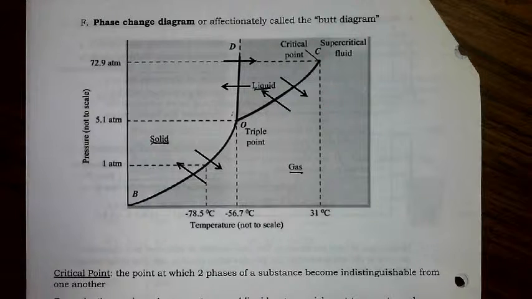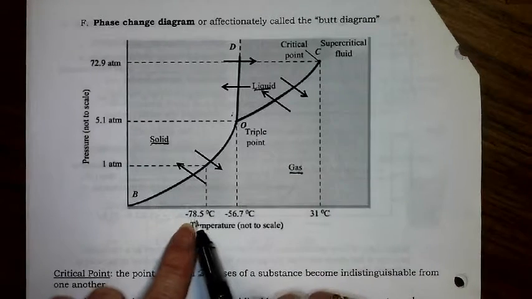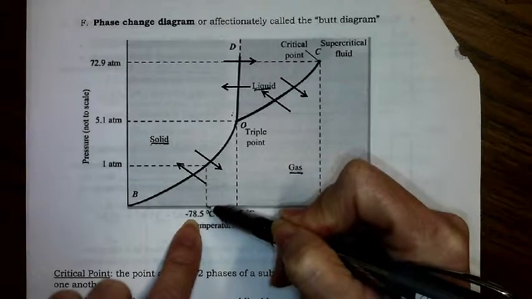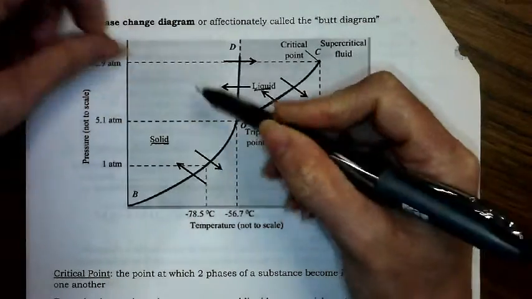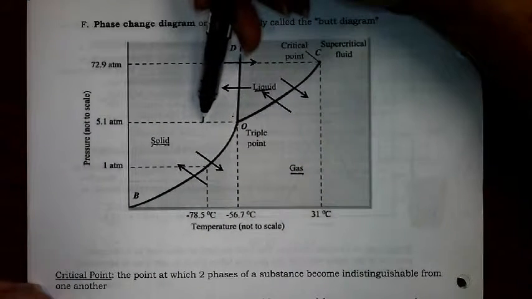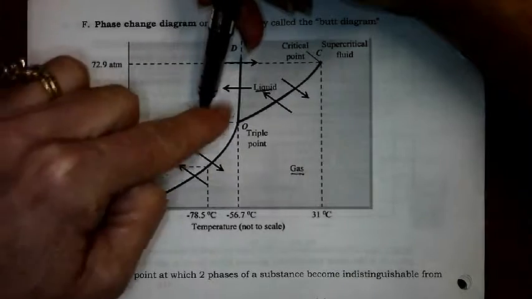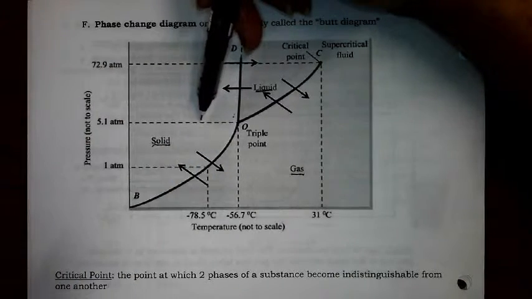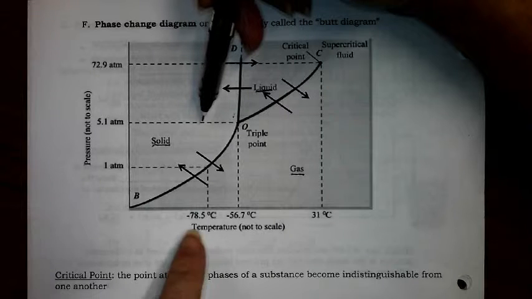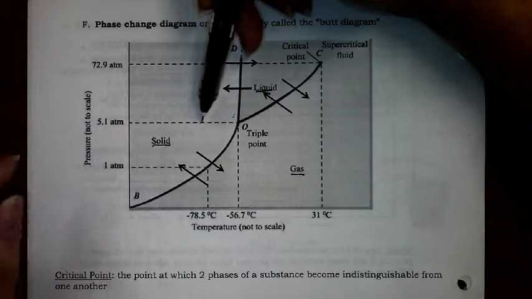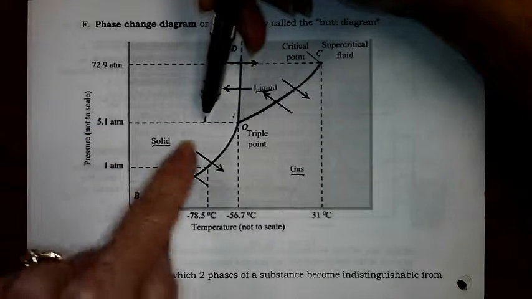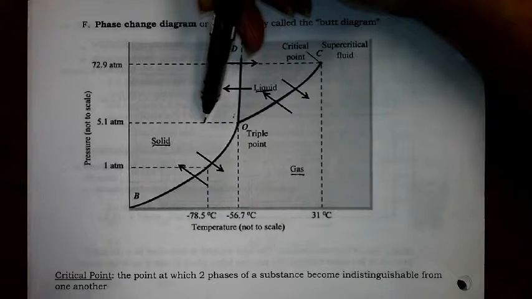So if we were to look up at a specific temperature and pressure, so let's say we're at minus 78.5 degrees, so we're right here, and we go up to 5.1 atmospheres. So we would be at a point right here on our phase diagram. And what that tells us is this is right in the middle of the solid section of that phase diagram. So at a temperature of minus 78.5 and a pressure of 5.1 atmospheres, we would be right about here, and your substance would be a solid.